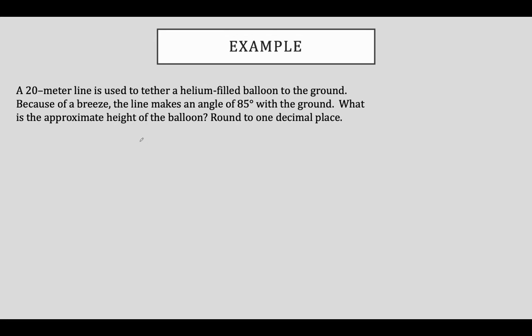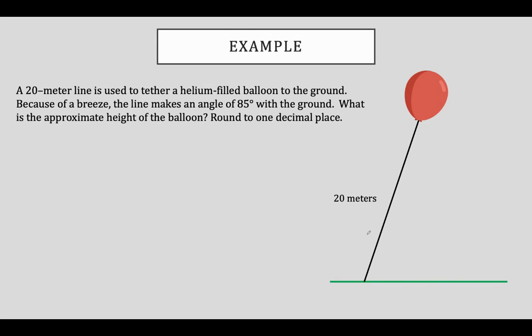What is the approximate height of the balloon? Round to one decimal place. Well, as with any word problem, it's always a good idea to draw a picture if possible. All right, so here I have my balloon and it's attached to the ground. We know that the length of the line used to tether the balloon to the ground is 20 meters, and we know that the angle between our line and the ground is 85 degrees.